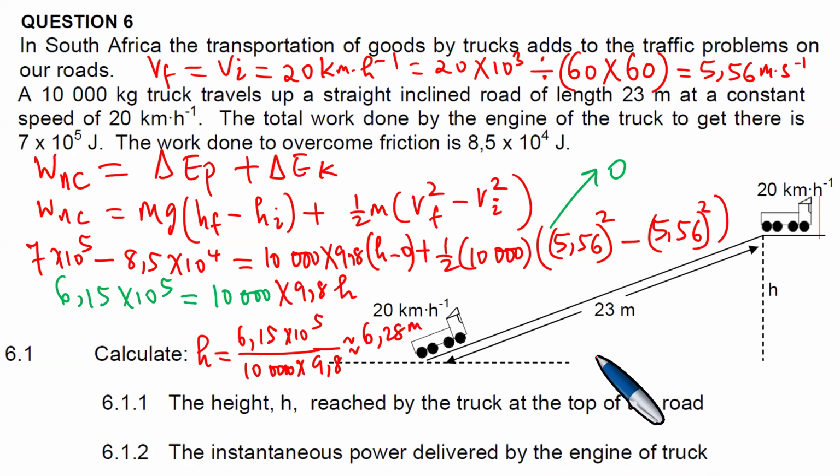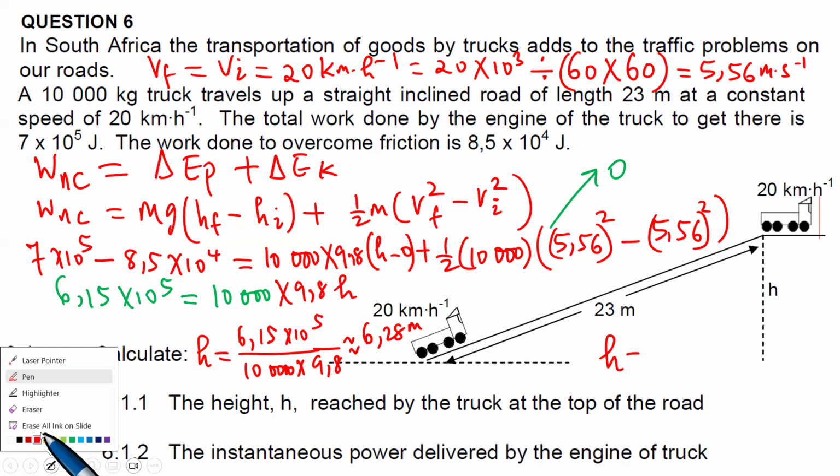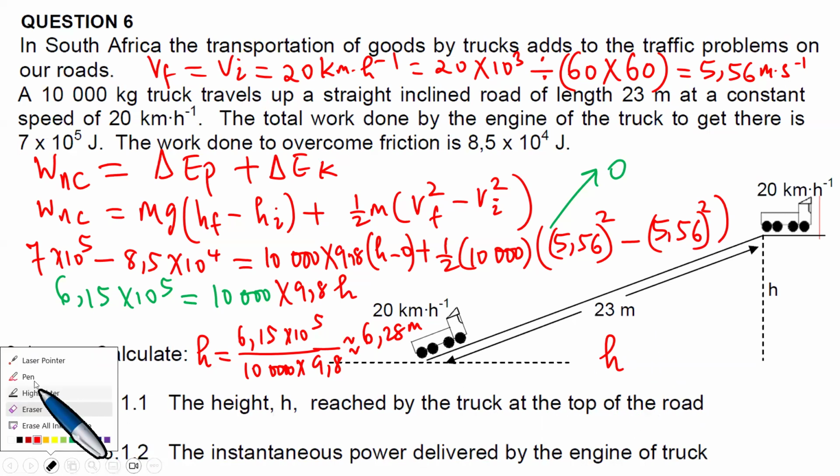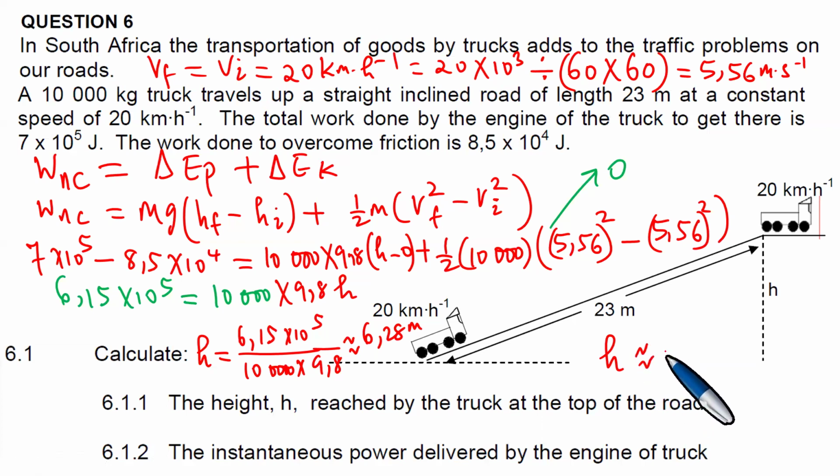Right, and therefore the height that the examiner wants will be approximately 6,28 meters. Like so. And this is the height h reached by the truck at the top of the road here. This height is approximately 6,28 meters.